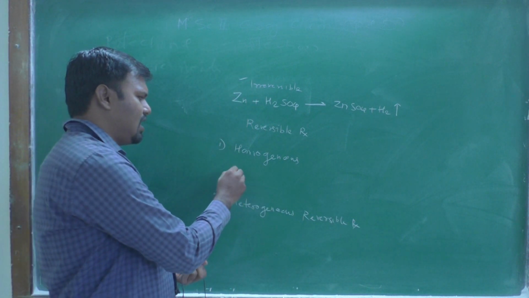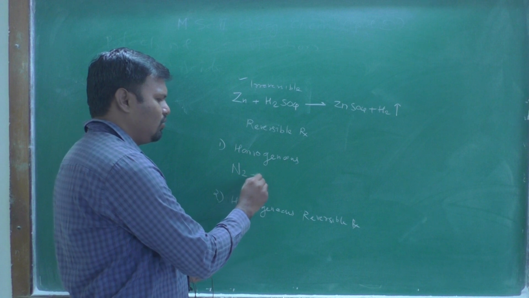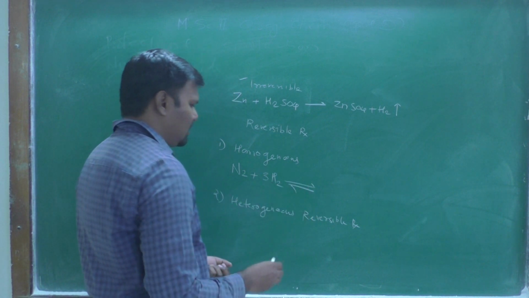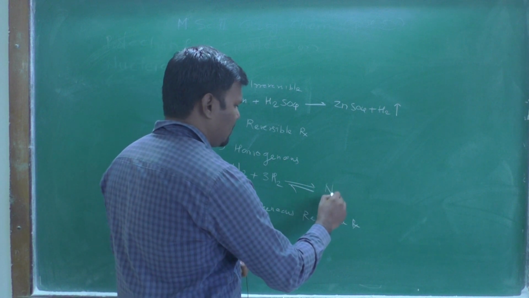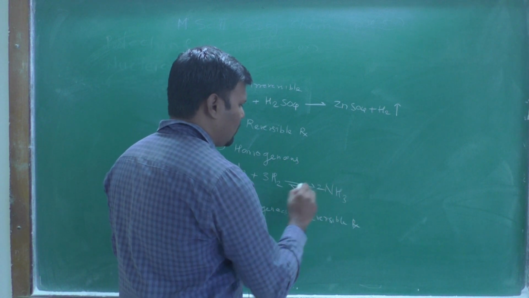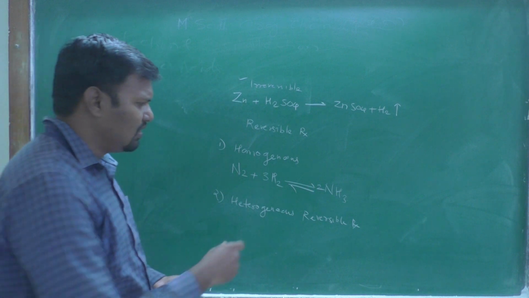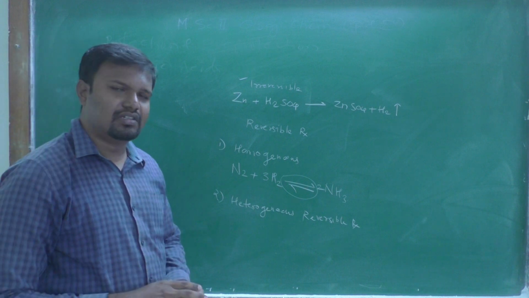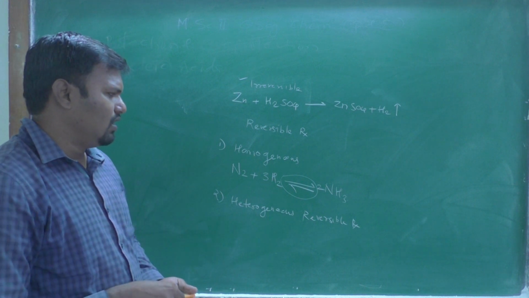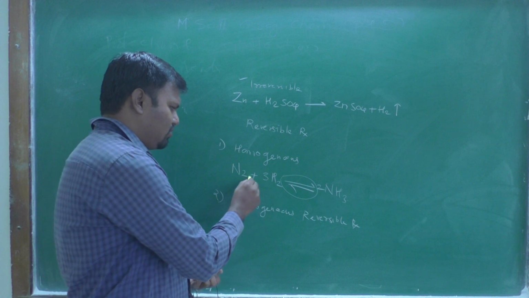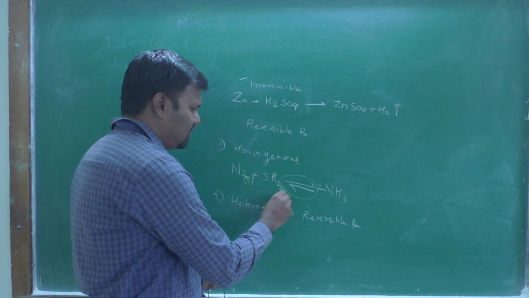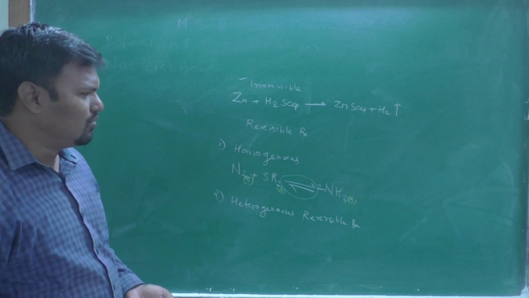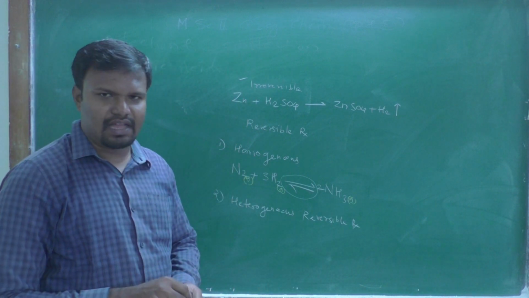For homogeneous, we have the example N2 plus 3H2 gives 2NH3. Twice NH3 we obtain. This two-arrow symbol represents that there is an equilibrium. Your nitrogen is in the gaseous form, hydrogen is in the gaseous form, and ammonia is also in the gaseous form. This is a homogeneous reversible reaction.